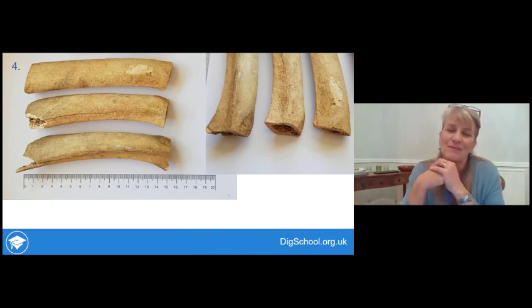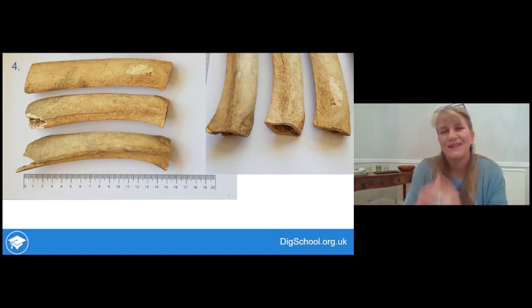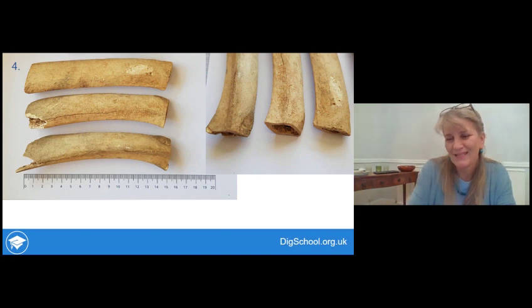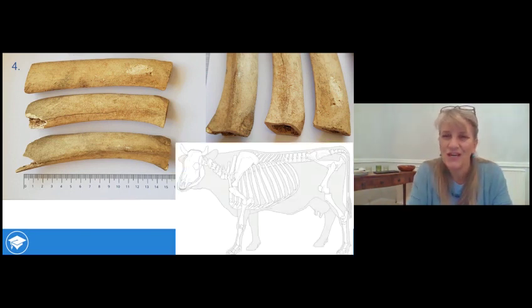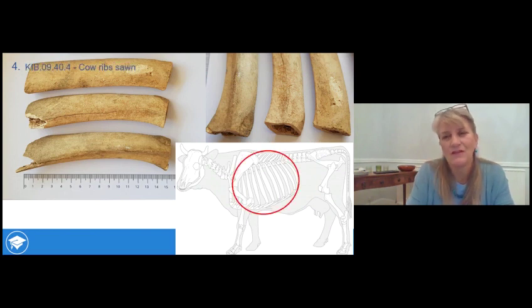So here's the next one. Again, have a look at this and see if you can work out what animal this is and where it came from. Okay, so you've had a chance to think about that. I'll now show you which animal it came from. And again, it's a cow. But it's a different bone from a different bit of the body. Can you work out where that's from? So I'll show you now where it's from. Of course, they're ribs. They're 3 ribs.